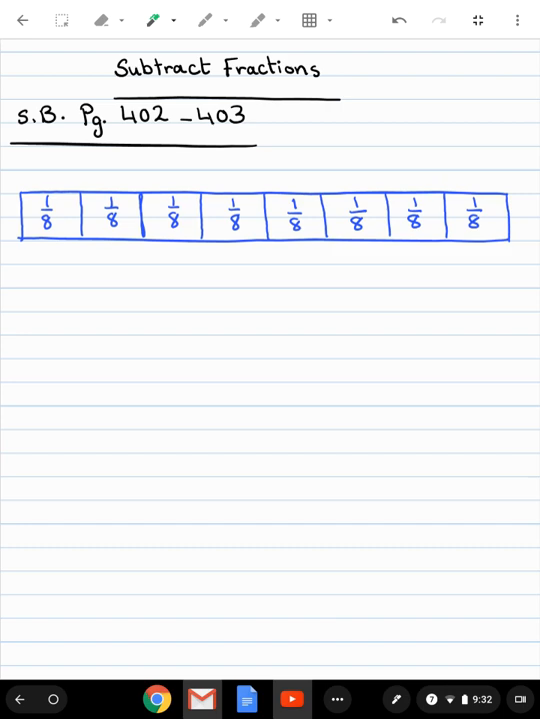Let us see. Here we have the fraction bar. We cut it into 8 equal parts. Then I shaded 5 parts. What is the fraction now of the shaded part? It's 5 out of 8.